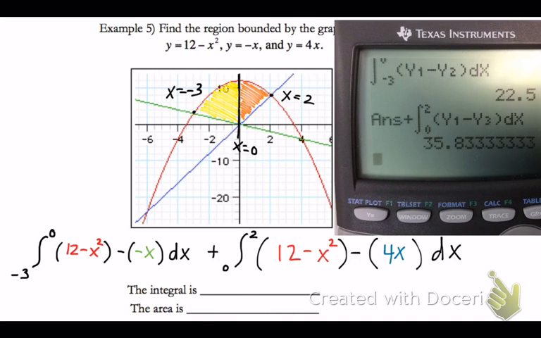All right, there we go. So I have the integral from -3 to 0 of y1 minus y2. That gave me 22.5. And then adding that to the integral from 0 to 2 of y1 minus y3. Notice that I changed that to the blue function. It gave me 35.833. Please make sure to round your answers to 3 decimal places.